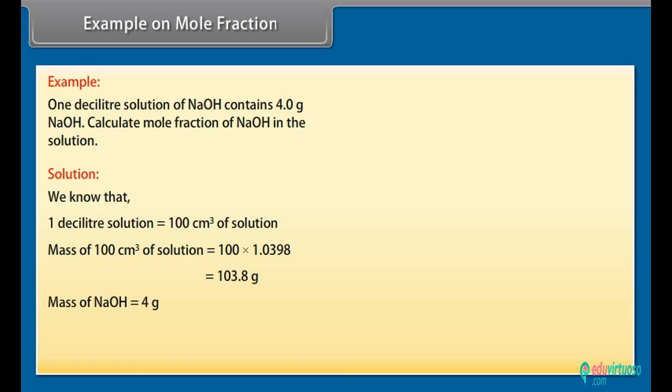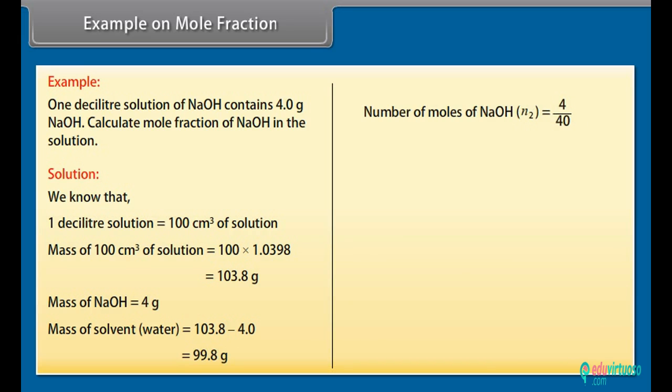Mass of NaOH is equal to 4 gram. Mass of solvent, which is water, is equal to 103.8 minus 4, which is equal to 99.8 grams. Number of moles of NaOH, N2, is equal to 4 upon 40, which is 0.10. Number of moles of water, N1, is equal to 99.8 divided by 18, which is equal to 5.54.